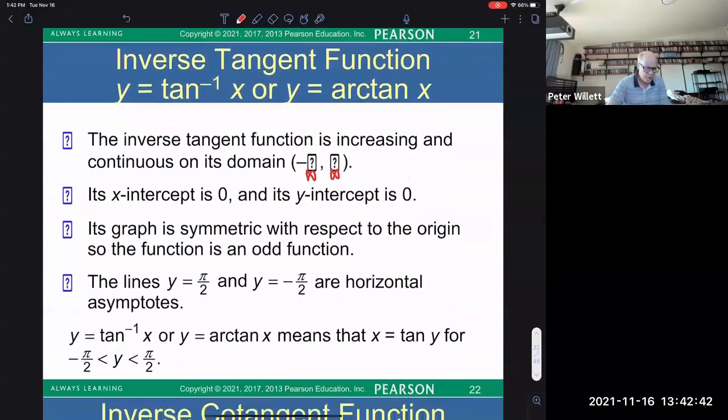Anyway, so they have the properties here. We also have that this is symmetric with respect to the origin, just like the tan function is. And with the last couple of minutes left, let's take a look.